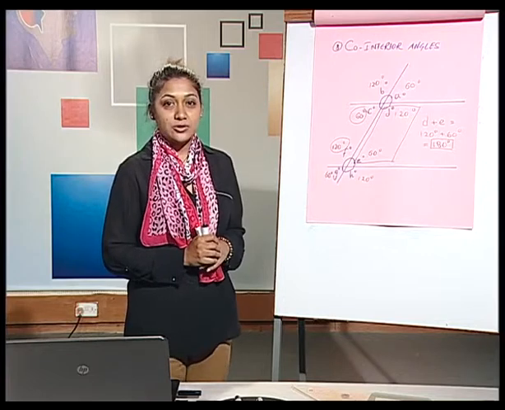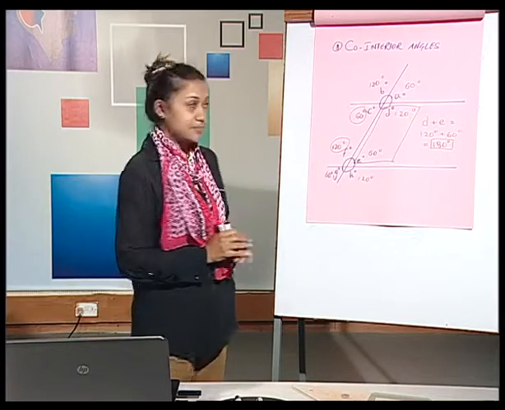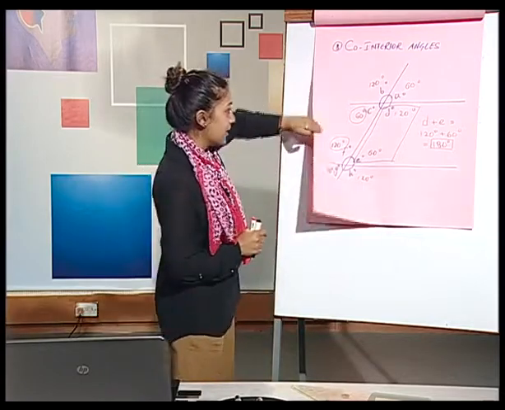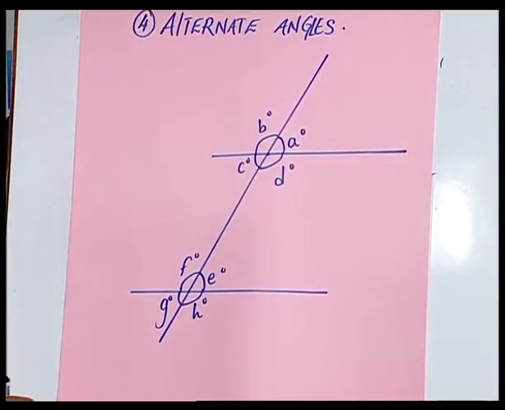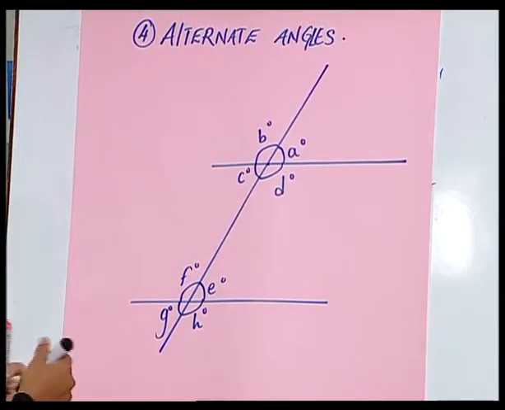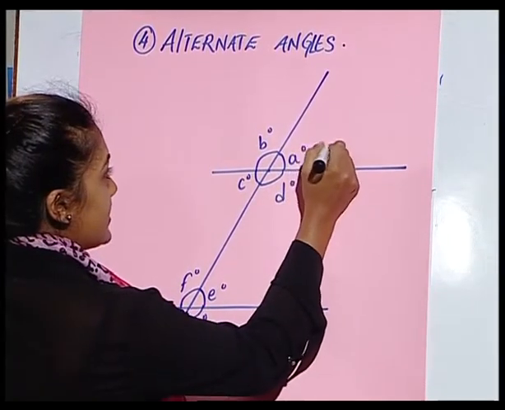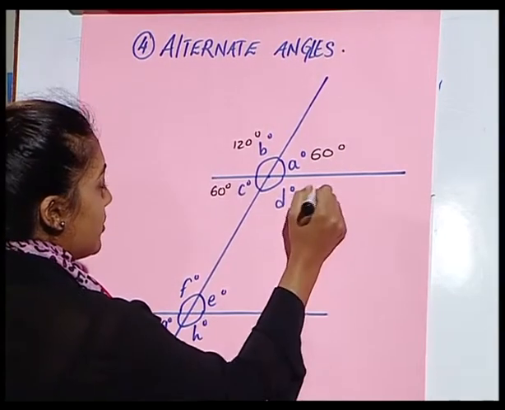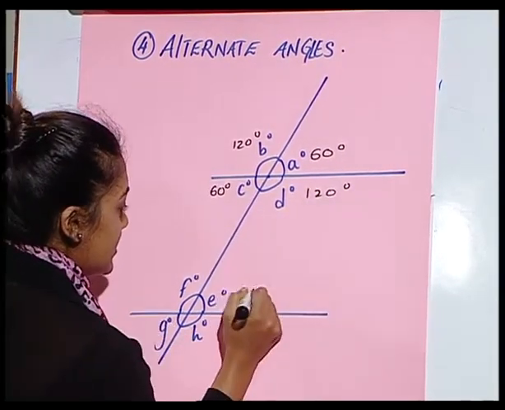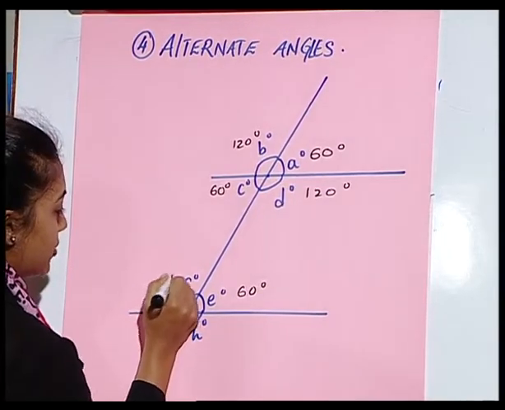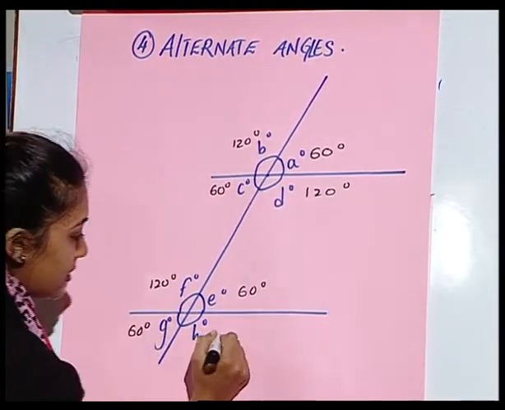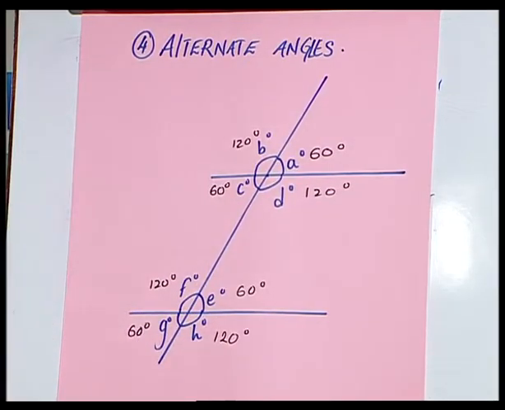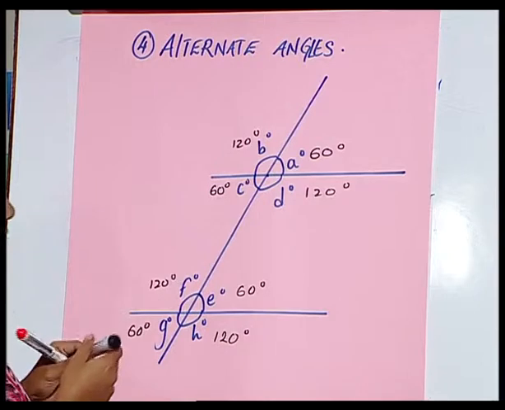Now, let's have a look at alternate angles. Again, we are going to reproduce the angle that we have here to see what else we can find out. 60, 120, 60, 120, 60, 120, 60, 120. Now we are going to look for a Z shape on the diagram.